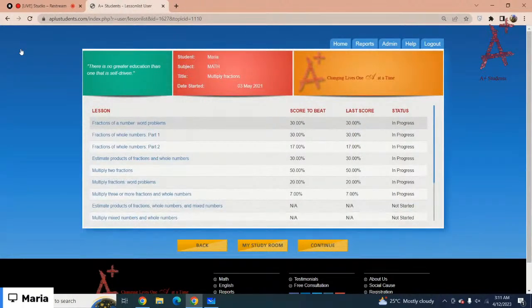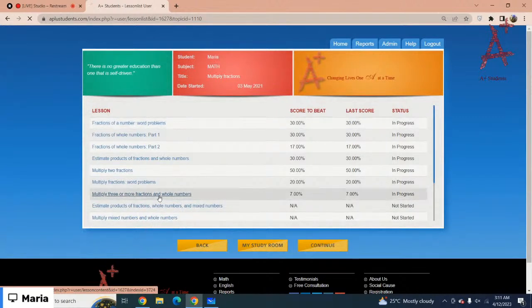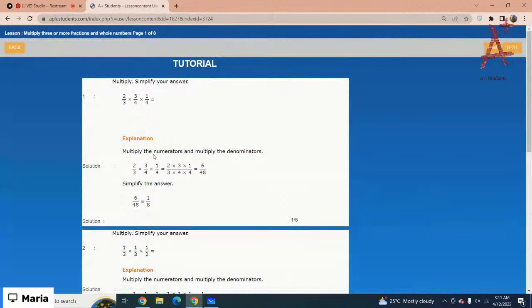The next one is multiply three or more fractions and whole numbers. Basically, multiplying more than two fractions is exactly the same as multiplying two fractions. You have to multiply all the numerators and all the denominators.